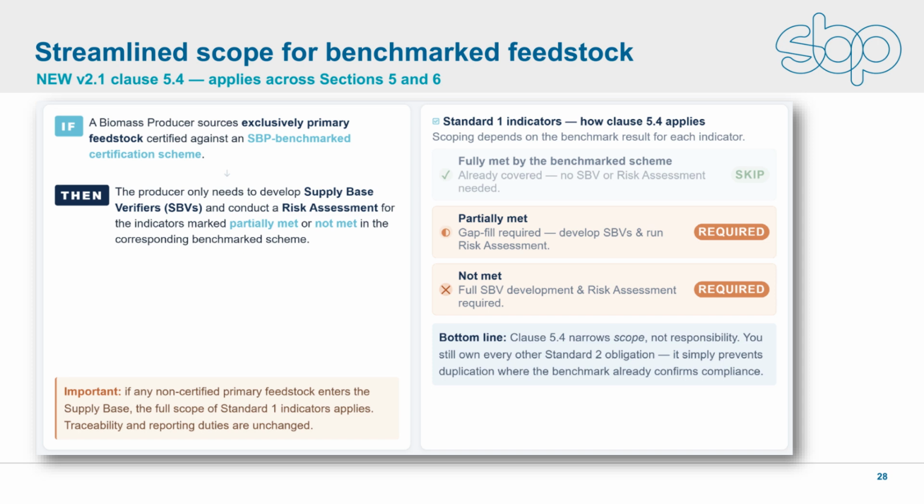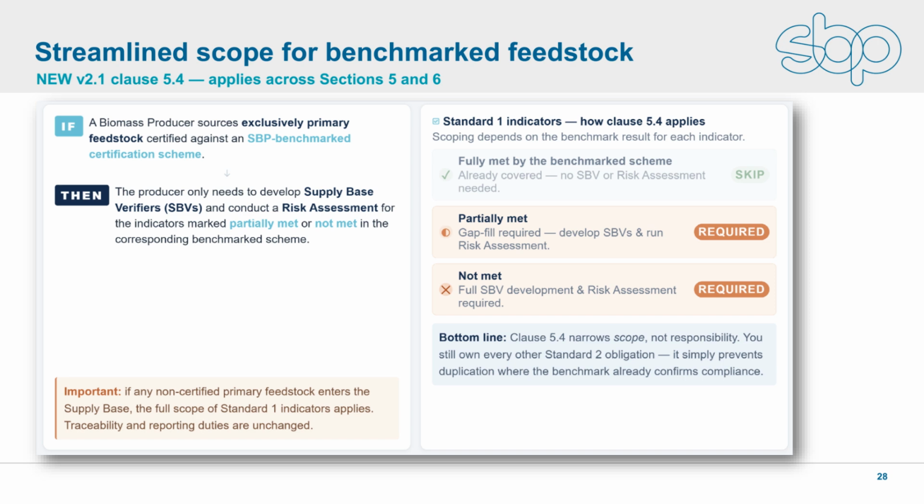For each Standard 1 indicator, check how it was classified in the most recent SBP benchmarking report for that scheme. If the indicator is marked as fully met by the benchmarked scheme, no SBV work and no risk assessment work is required. That indicator is covered. If the indicator is marked as partially met, gap fill is required. You develop SBVs and run a risk assessment on the specific elements of the indicator that the scheme does not address. If the indicator is marked as not met, full SBV development and a risk assessment are required, as if the scheme did not cover it at all.